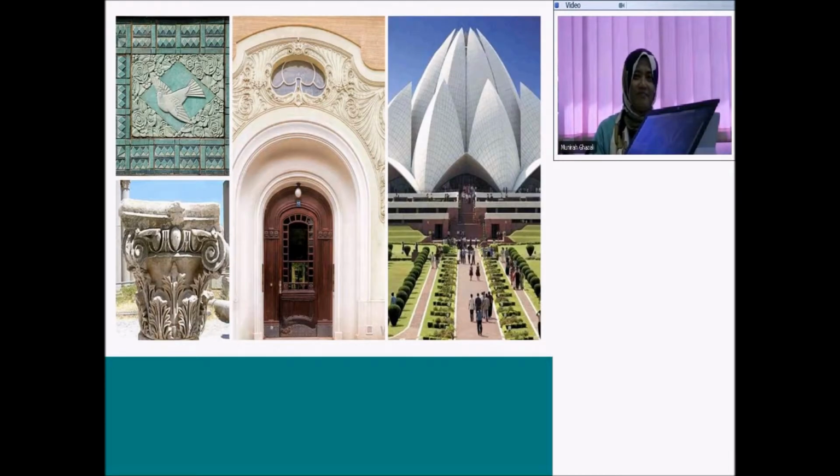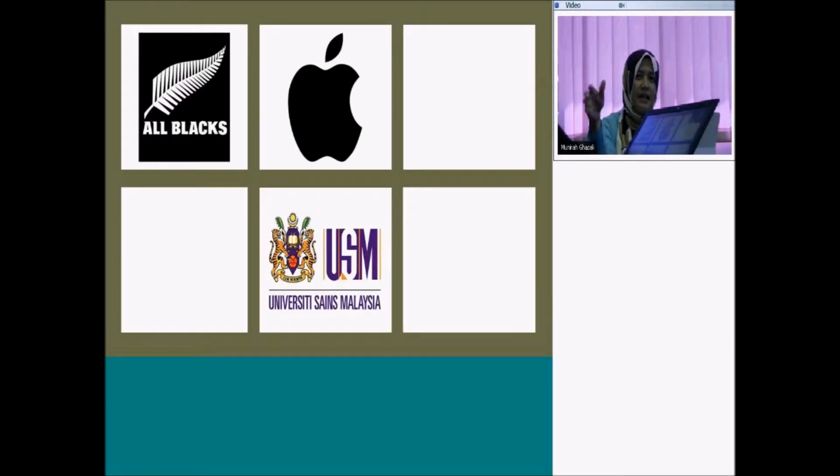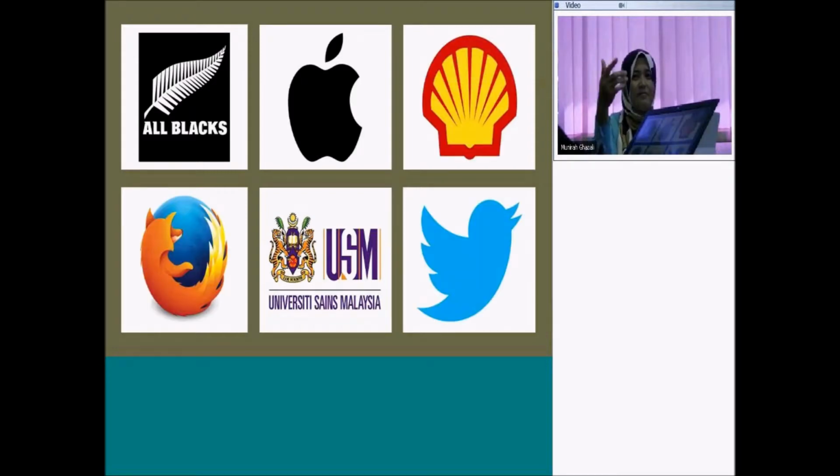For giving inspiration for design on our buildings. For example, the building on the right is inspired by the lotus flower. It is a Baha'i temple in India, a place of worship. And logos, for example, like this. We see them every day, but these are all inspired by species and diversity that we see around us.